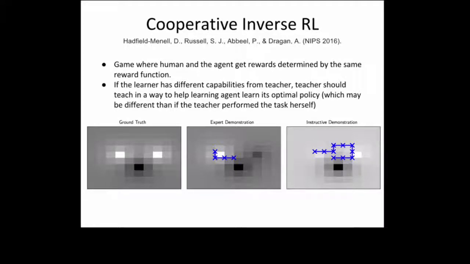And so then when you're doing demonstrations for the robot, you shouldn't demonstrate the optimal policy given the humans. For the human, you should demonstrate the optimal policy given the capabilities of the learner. So they thought about this for some particular cases where they were trying to provide instructive demonstrations, provably instructive demonstrations, by thinking of this as a two-player cooperative game, where in fact both sides are going to be rewarded by the same reward function.